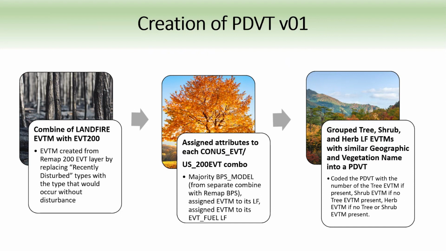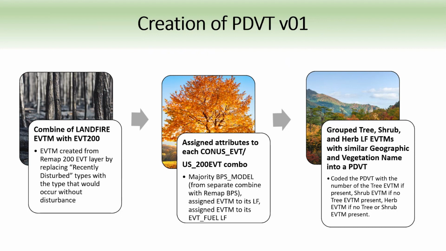And then went through and grouped tree, shrub, or herb types with similar geographic areas and vegetation names into a PDVT type, and coded that PDVT in a sequential way. So if there was a tree type, it got the tree type. If there was no tree type, it got the shrub type. And if there was no tree or shrub, it got the herbaceous type.